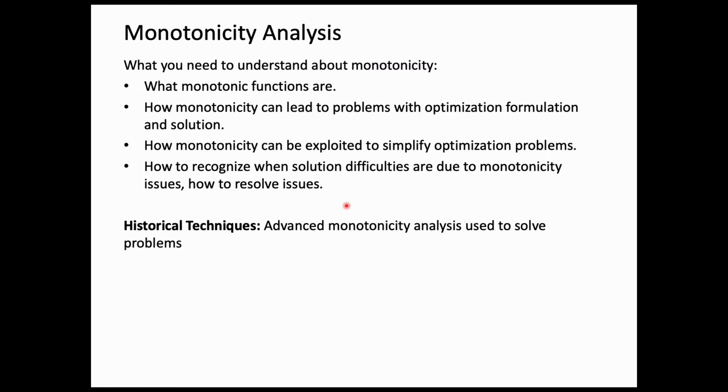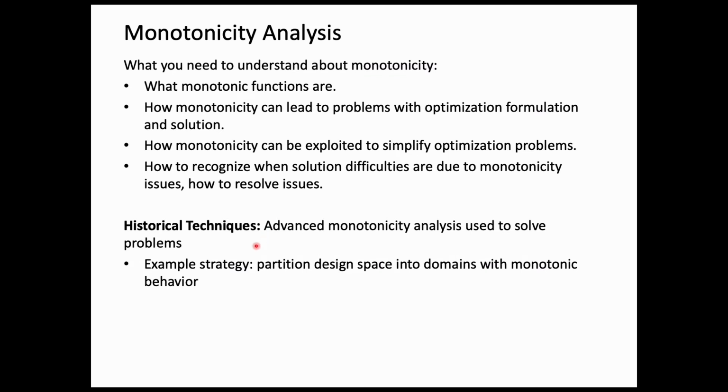This is a historical technique when we're using it to solve problems completely. It is possible to apply monotonicity analysis in a way to actually completely solve some types of engineering design optimization problems. But in this class, we are primarily using it as an analysis tool. One way that it could be used in more general problems, say in cases where you have an objective function that is not strictly monotonic everywhere. Imagine a quadratic function, for example.